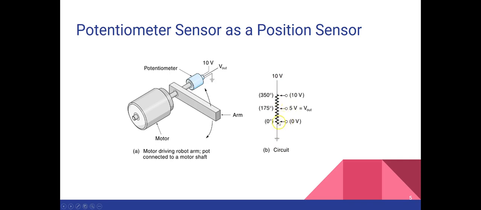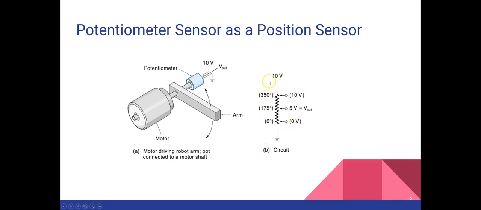So for example, if you point the wiper at this terminal, then your voltage will be 0 volts, and if you point the wiper at the center, then your voltage is going to be half of this, which is 5 volts. And if you put the wiper all the way on the top, then your total voltage is going to be 10 volts. Now you might think why we are getting 10 volts over here and why we are getting 0 volts over here.